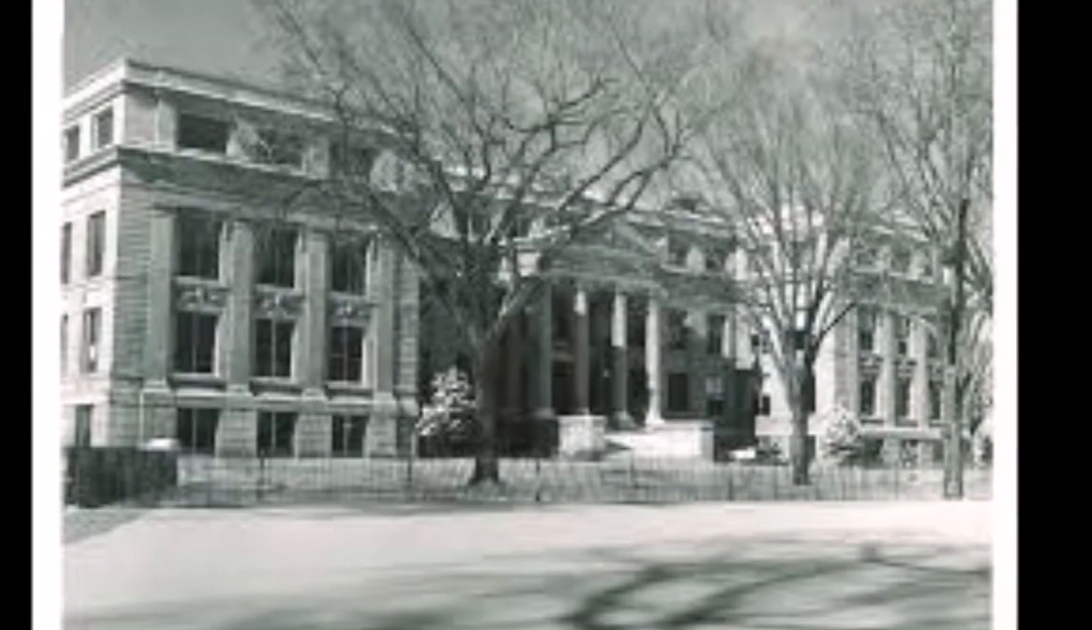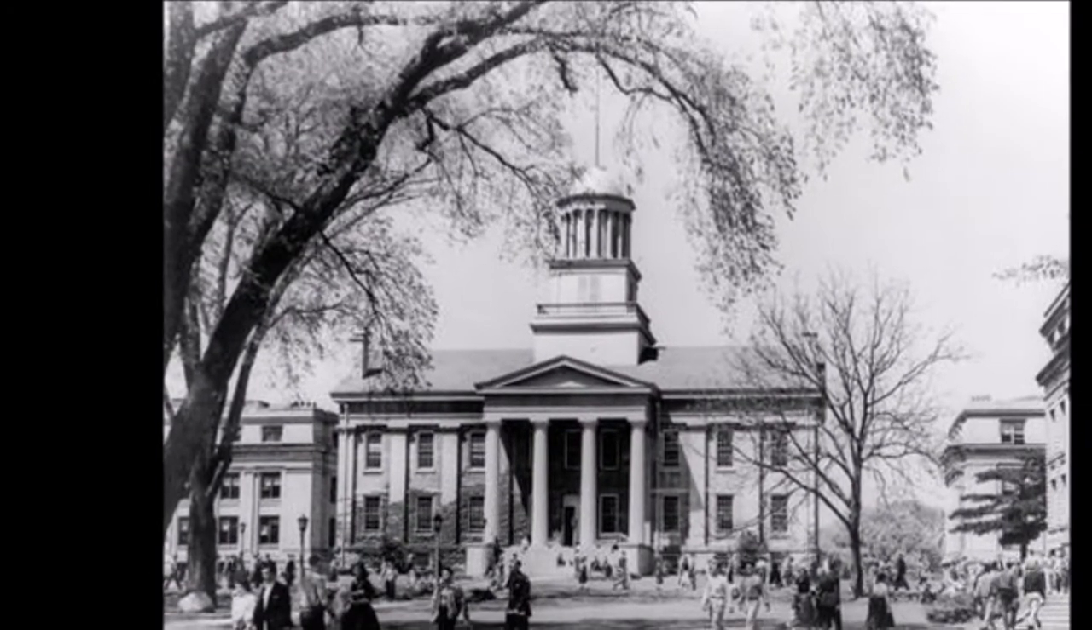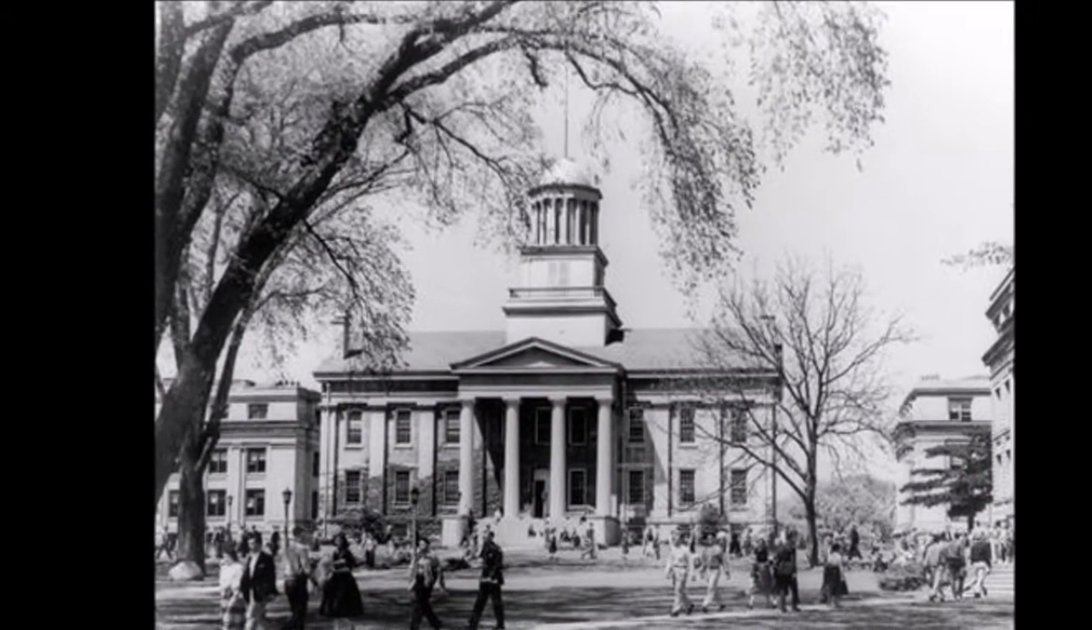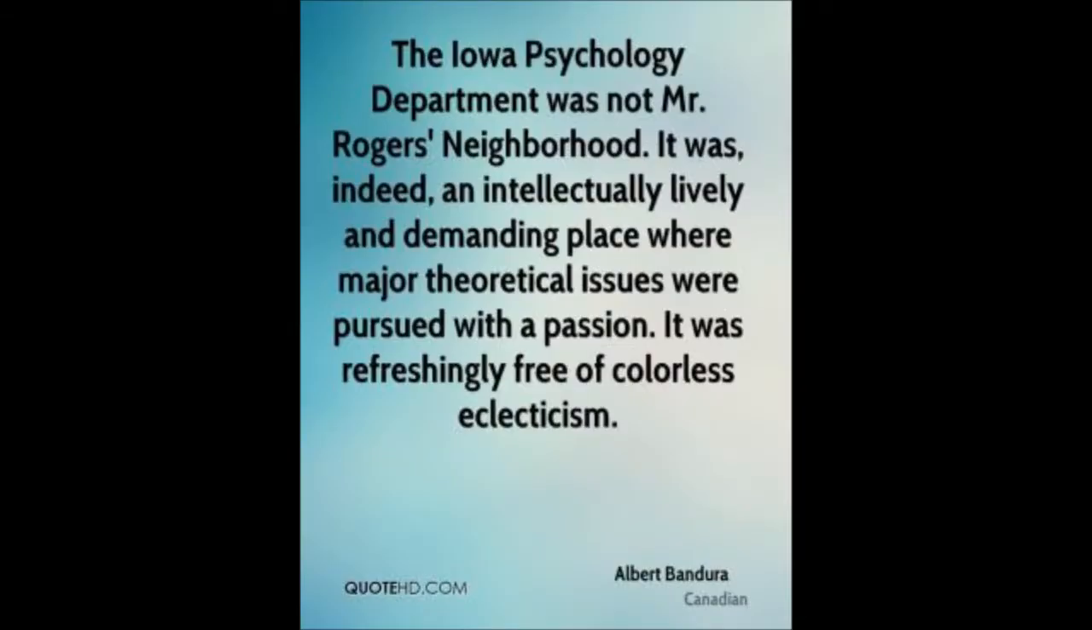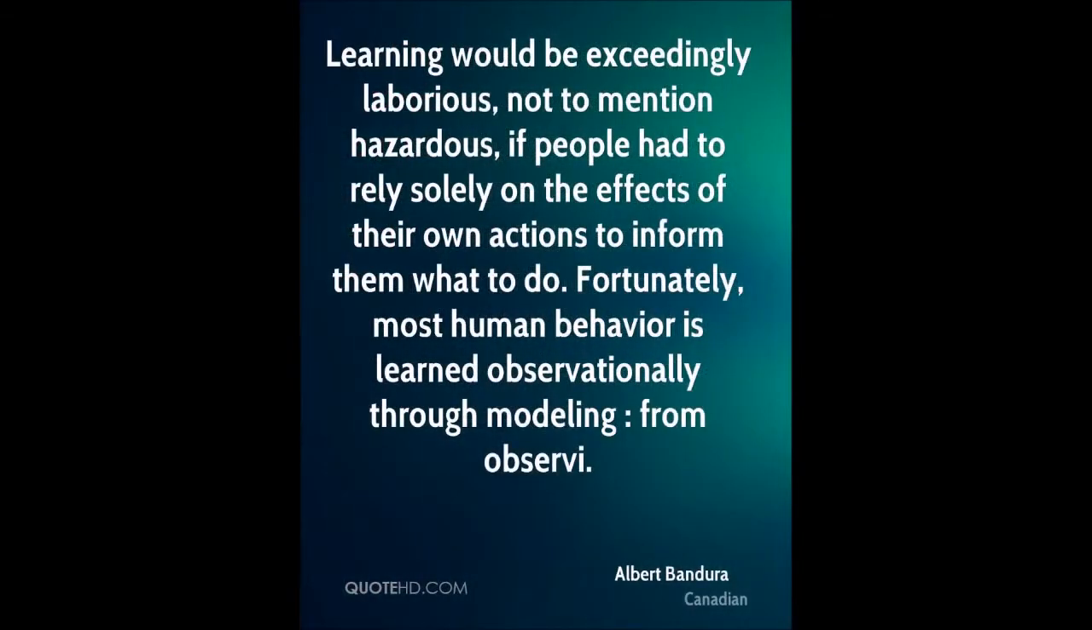He would then head to the University of Iowa to work on graduate studies, receiving his MA and PhD in 1951 and 1952 respectively. From there, he would come to realize that the University of Iowa's psychology department is one of the best in North America. With this quote: the Iowa psychology department was Mr. Rogers' neighborhood. It was indeed an intellectually lively, demanding place where major theoretical issues were pursued with a passion. It was refreshingly free of eclecticism.